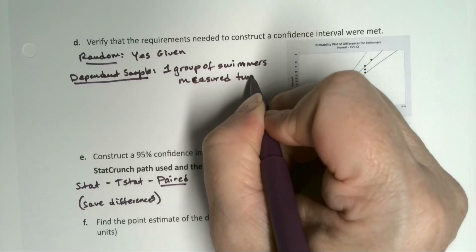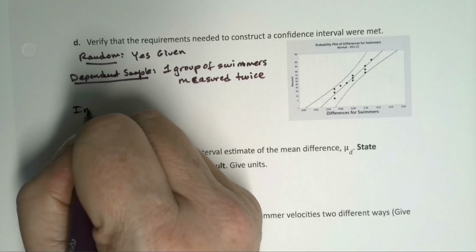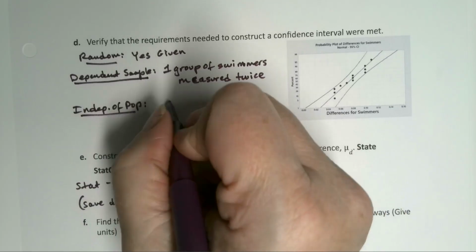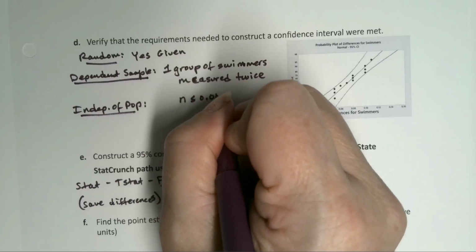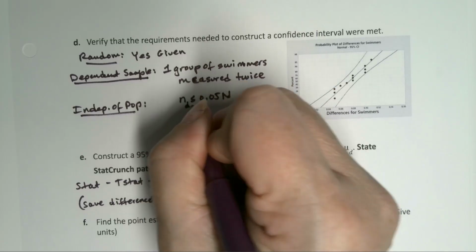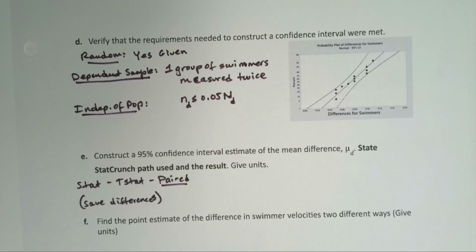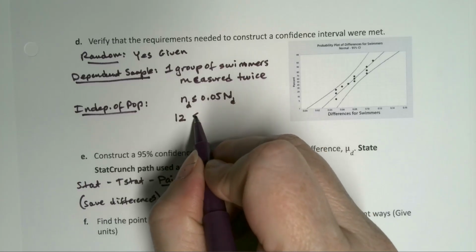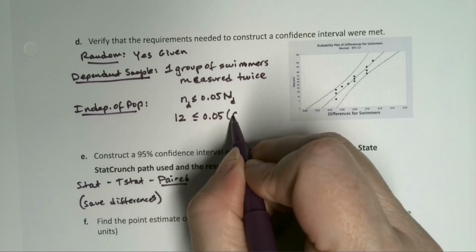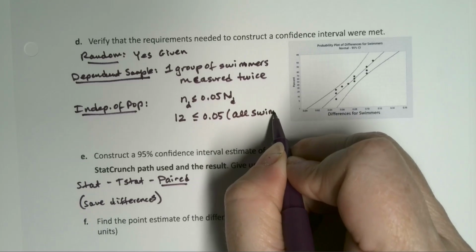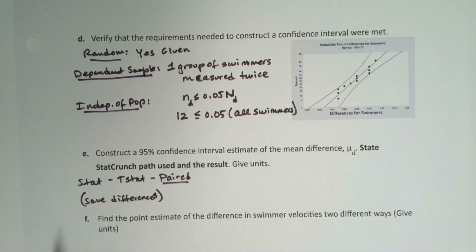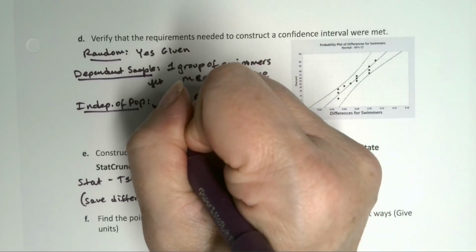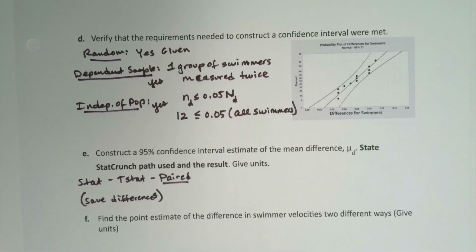All right, then we need it to be independent of the population. So we need little n to be less than 0.05 capital N. If you want to think of it as the differences, that's fine. It doesn't really matter. Little n for differences was 12, right? That's the sample size, and that's less than 0.05 of all swimmers in the world, even all competitive swimmers. There's a lot of competitive swimmers out there. So this is a yes because it's one group measured twice. This is a yes because 12 is less than 0.05 of all swimmers.